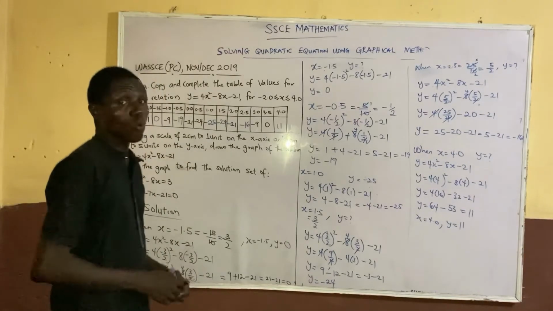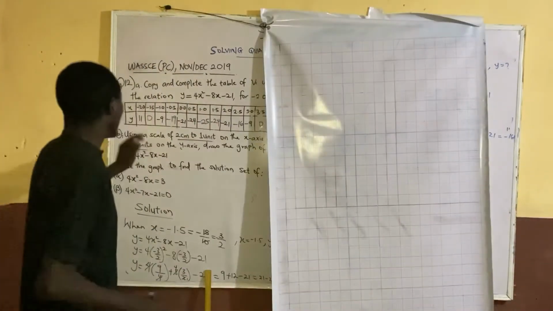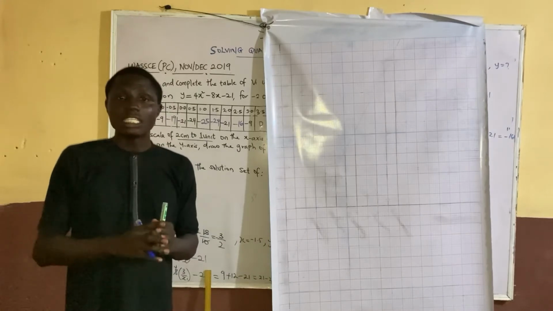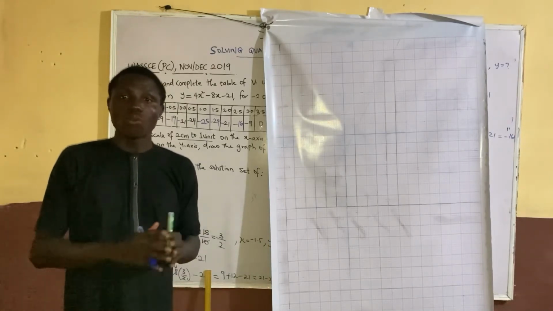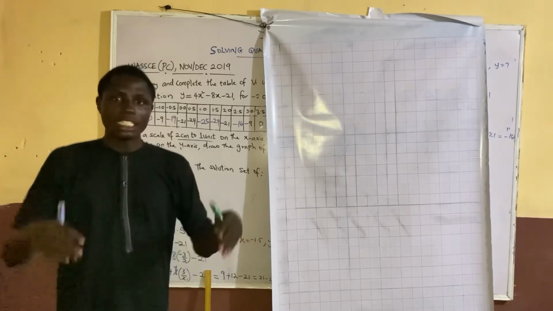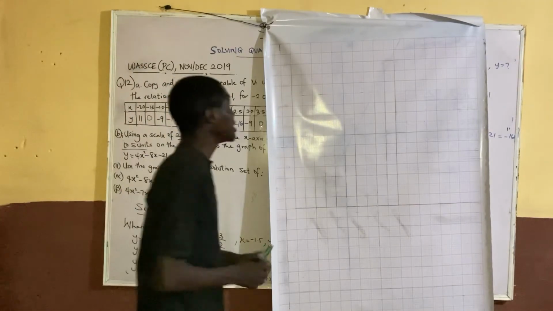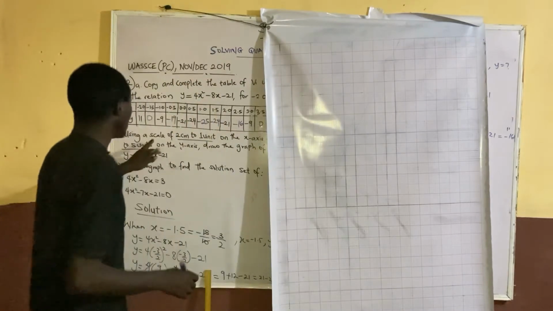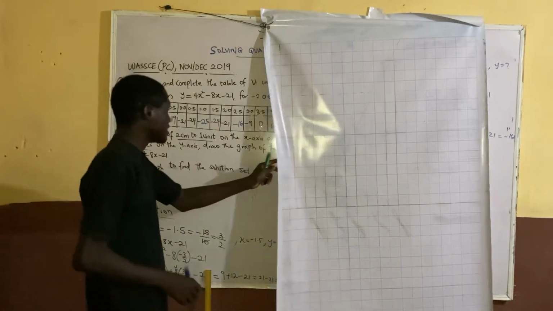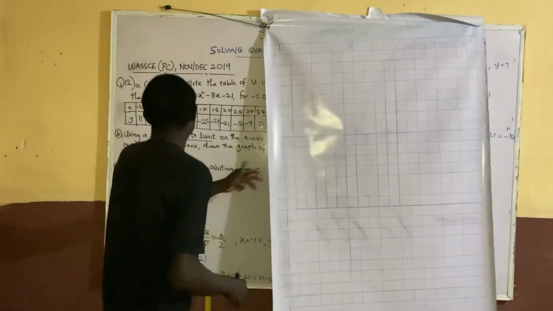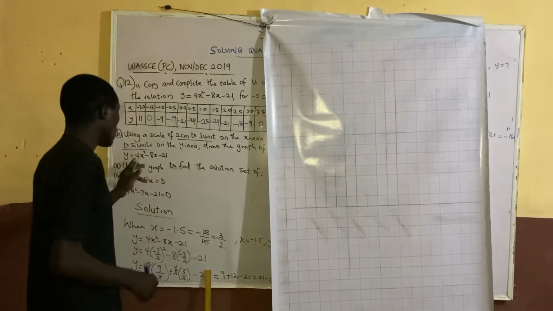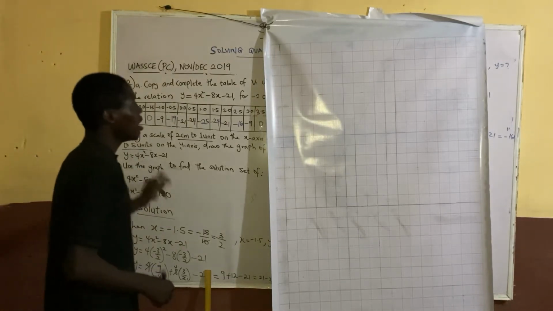Now let's go into it. Since we have completed our table of values, we are going to plot the graph for the relation y equal to 4x squared minus 8x minus 21. The first thing we are given here is: using a scale of 2 cm to 1 unit on x axis and 2 cm to 5 units on y axis, draw the graph of the relation y equals 4x squared minus 8x minus 21.